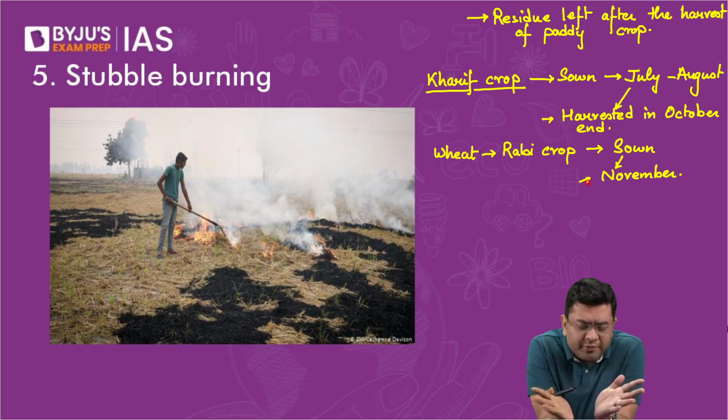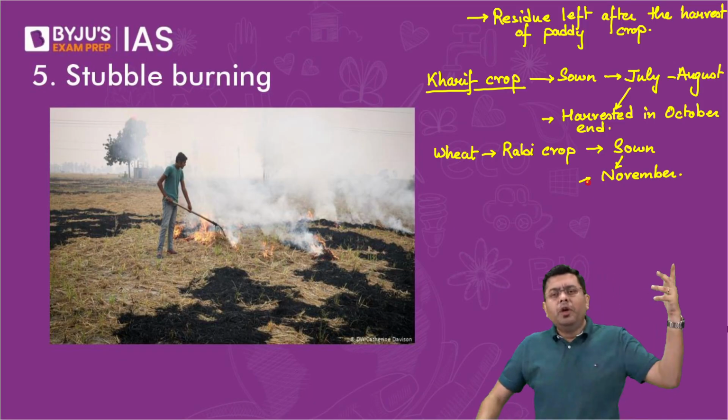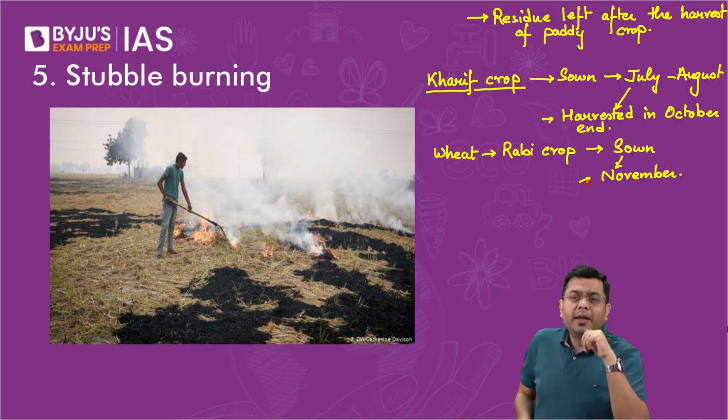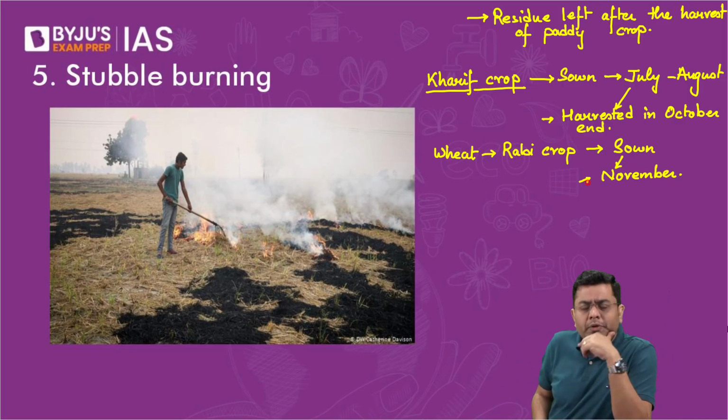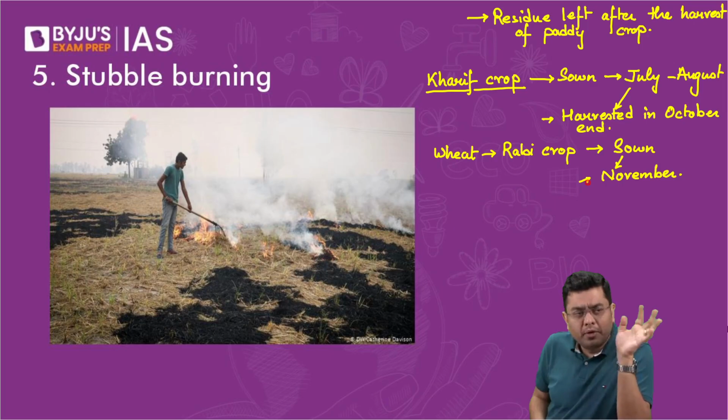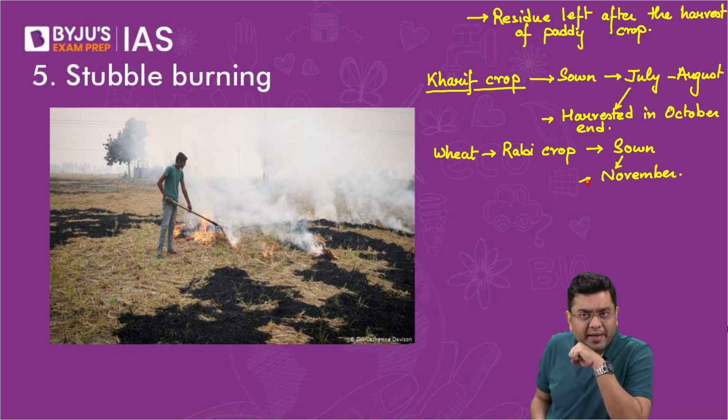Now the government has come up with various mechanisms, that we will utilize this stubble to get biofuel. We will utilize this stubble to make fibers, to make packaging materials. Fair enough. But who will extract that stubble? That is the problematic part. That extraction of stubble is the problematic part. That is the costly portion. That is why they burn it.